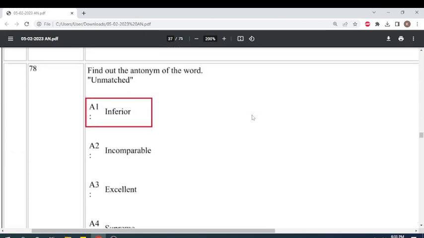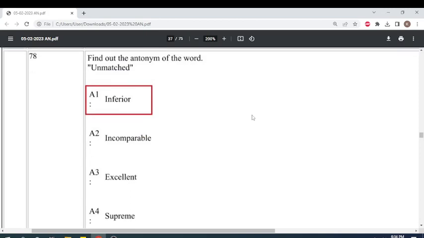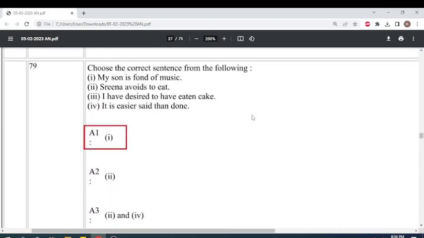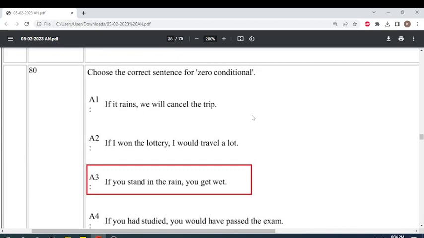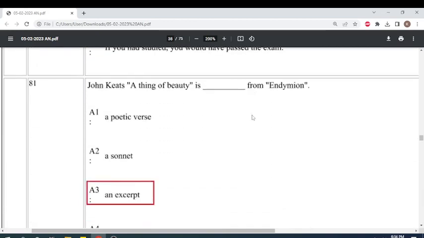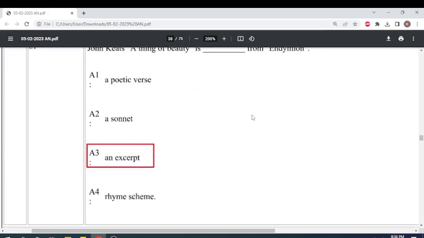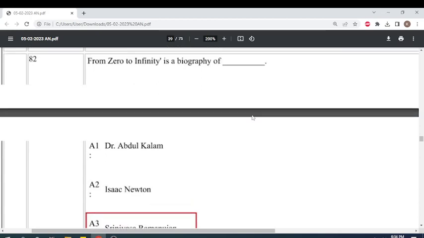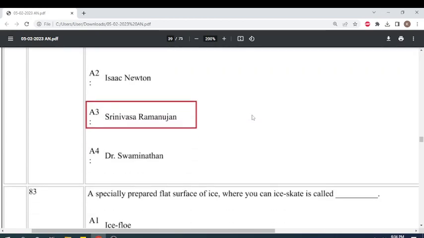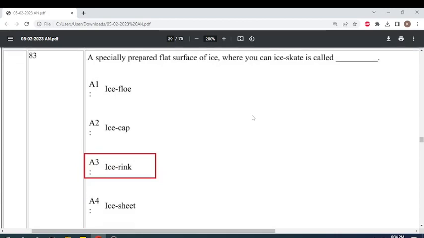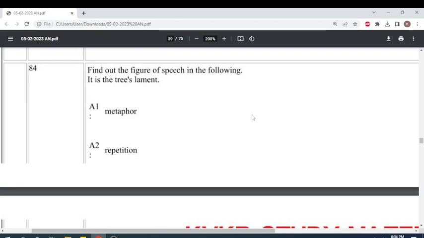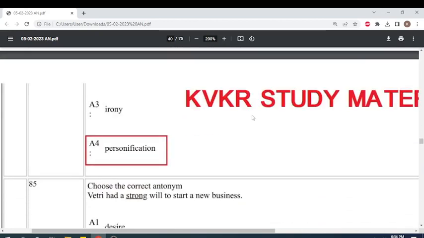78 question answer A1. 79 question answer A1. 80 question answer A3. 81 question answer A3. 82 question answer A3. 83 question answer A3. 84 question answer A4.